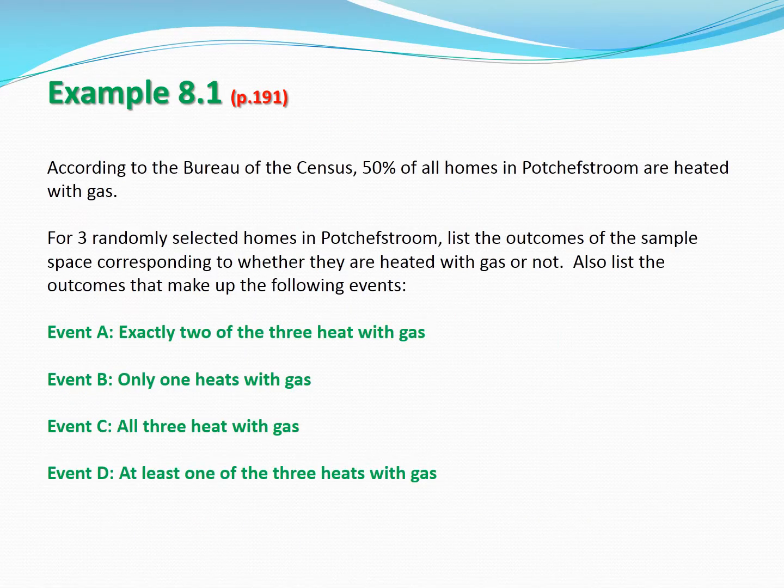In example 8.1, they show you an example of a tree diagram that will have 3 levels. So they tell you there, according to the Bureau of Census, 50% of all homes in Potchefstroom are heated with gas. For 3 randomly selected homes in Potchefstroom, list the outcomes of the sample space corresponding to whether they are heated with gas or not. Also list the outcomes which make up the following events. So they want you to list the outcomes for those 4 events.